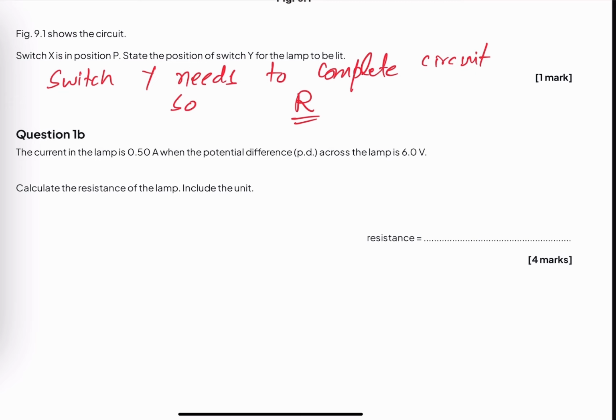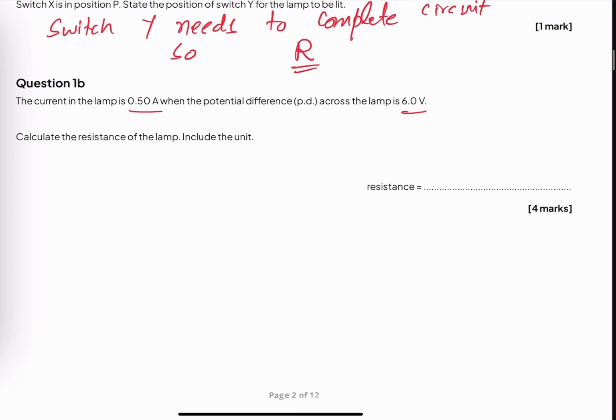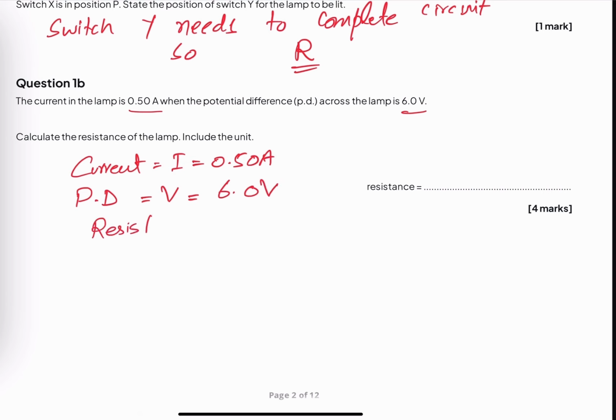the current in the lamp is 0.50 ampere when the potential difference across the lamp is 6 volts. This is the potential difference. We have to calculate the resistance. Okay, so let's write down the given data. We have a current I equals 0.50 ampere. We have a potential difference V, that is 6.0 V. We have to find resistance, that is R.